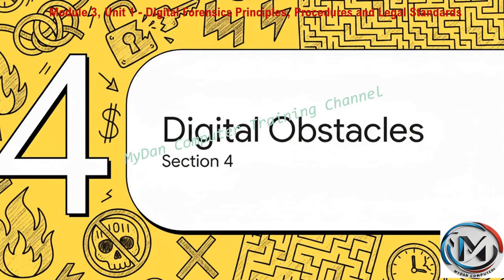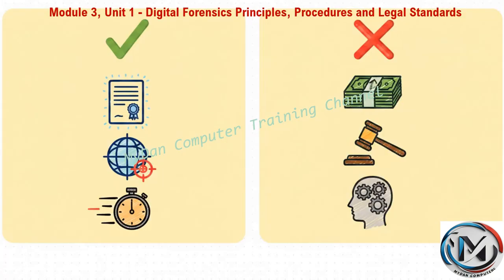But of course, it's not all smooth sailing. Section 4, Obstacles in Digital Investigations. Catching a modern cybercriminal is practically never easy, and honestly, it is definitely not cheap. It's a bit of a double-edged sword.